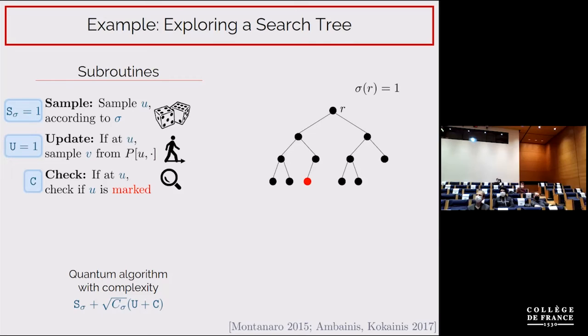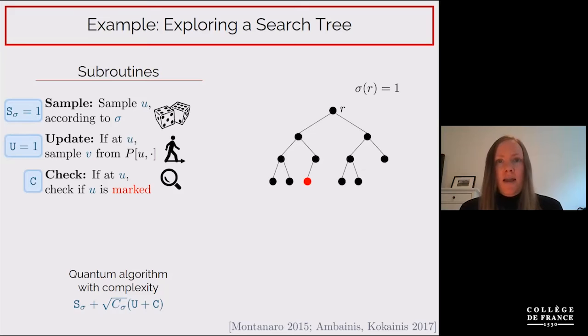And finally, we need to be able to check if a vertex is marked. For example, in this satisfiability example that I mentioned, you just need to be able to evaluate the formula if you're at a leaf. And this is also generally an insignificant cost compared to the cost of the full algorithm. So we'll also just call this one.